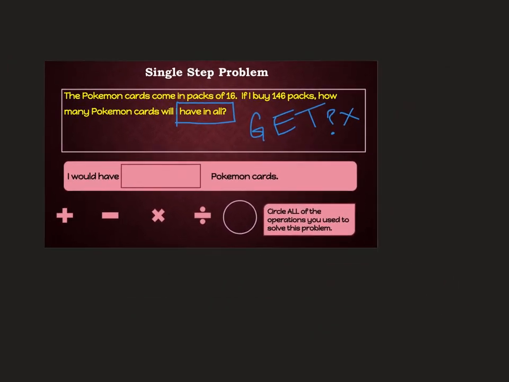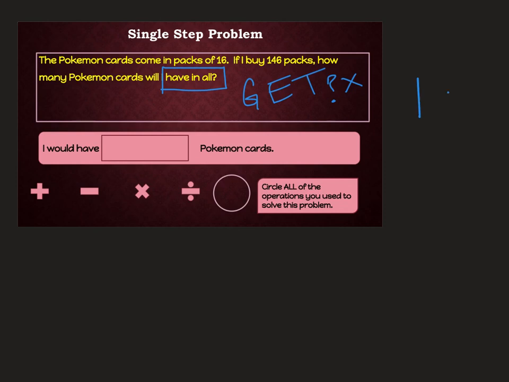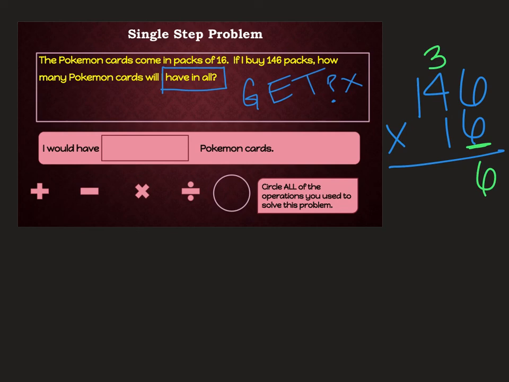I think this is one we can do pretty quick together. So 3 by 2, 146 times 16. And we're just doing our partial products here. 6 times 6, we started in the ones place, is 36. 6 times 4 is 24, plus 3, 27. And then 6 times 1 is 6, plus 2 is 8.